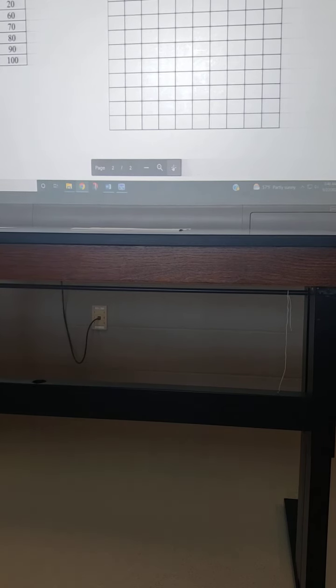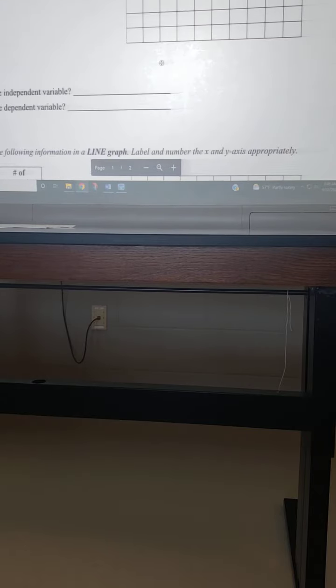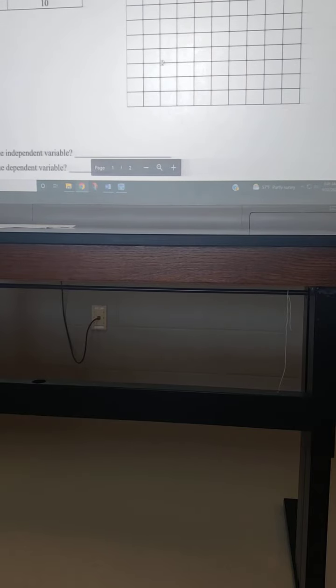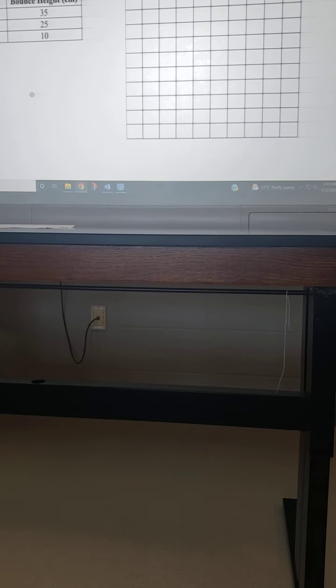Okay, so take a look at, here's your first one. Let's go to this one. All right, so first thing I usually do is I like to, this is a data table, and we're almost always going to use a data table.